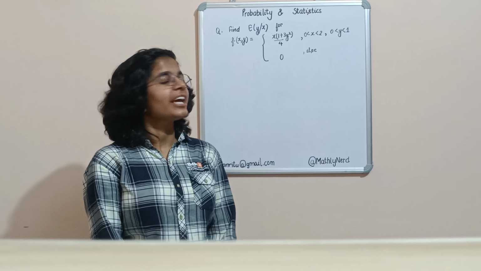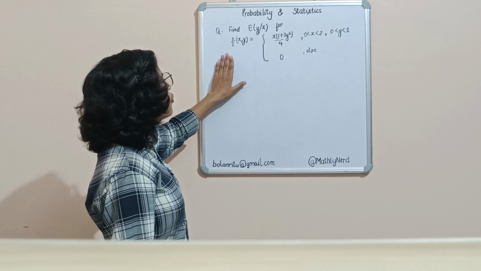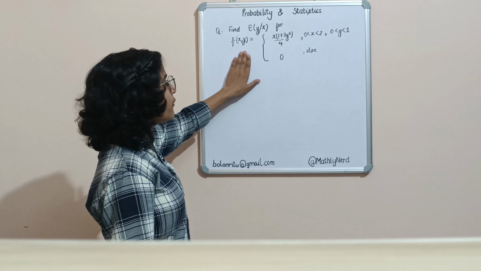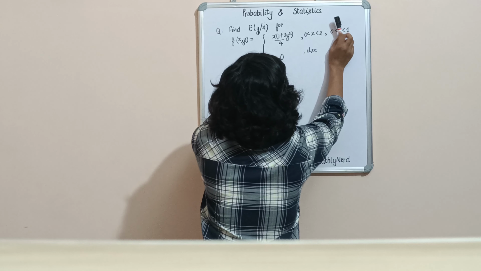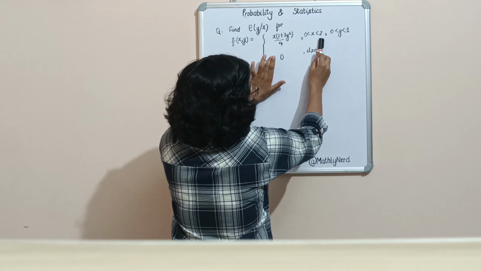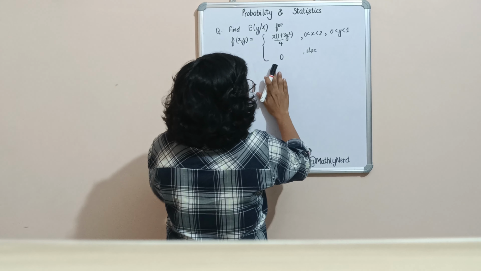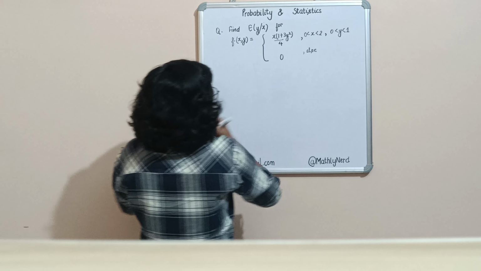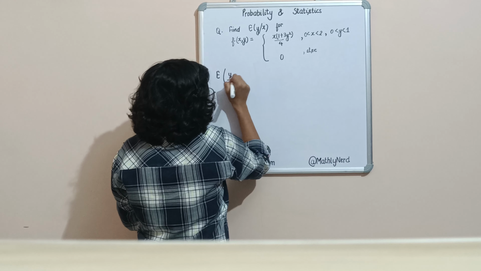Next question: we have to find the expectation of y by x for the given function f(x,y) = x times (1 + 3y²)/4, where x lies in the interval 0 to 2 and y lies in the interval 0 to 1, and 0 elsewhere. We have to find the expectation of y by x.